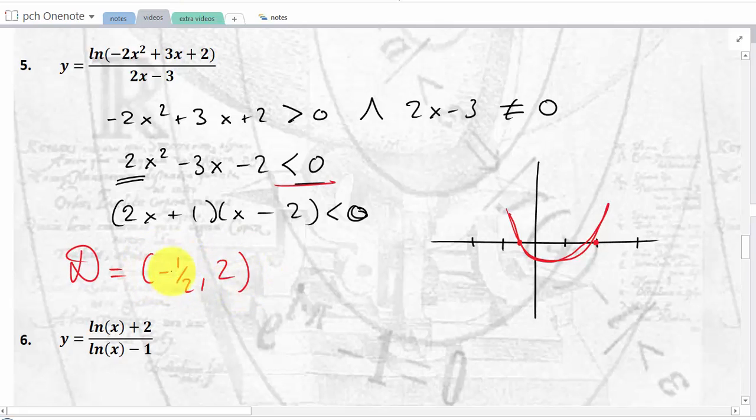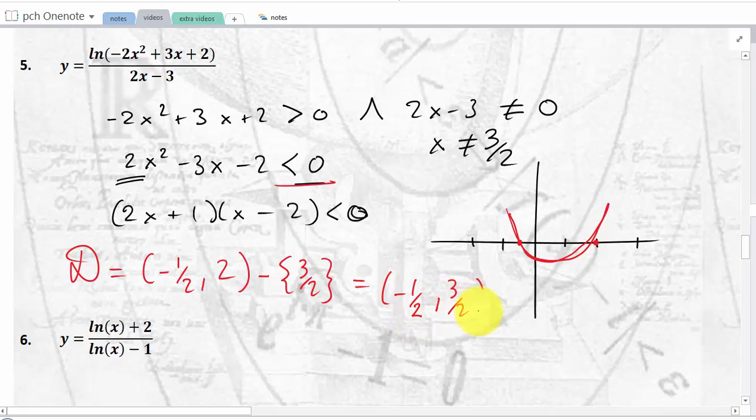Do we have anything to remove from there? Well, let's see. x cannot be 3/2, and that is actually in there, right? So we need to subtract 3/2 from there. Of course, we wouldn't really leave it like that. We would write it as the interval from negative 1/2 to 3/2, union the interval from 3/2 to 2. Okay? All right. Let's go over another type of example now.